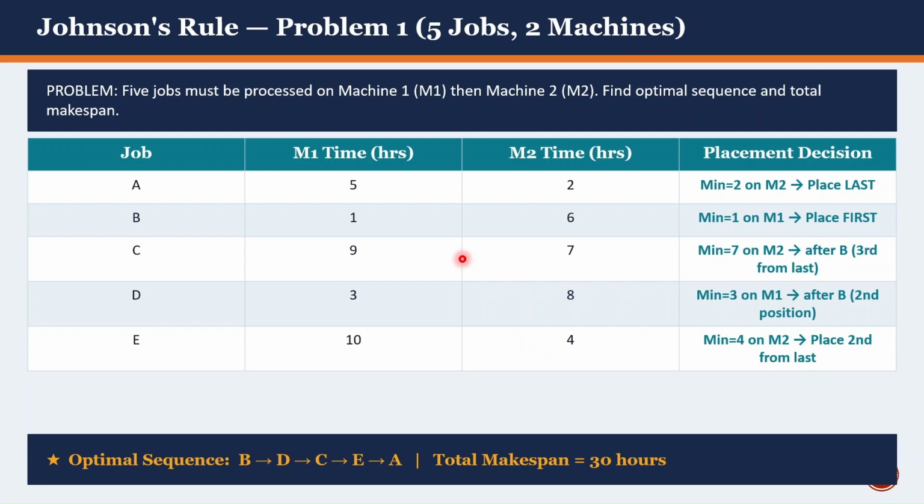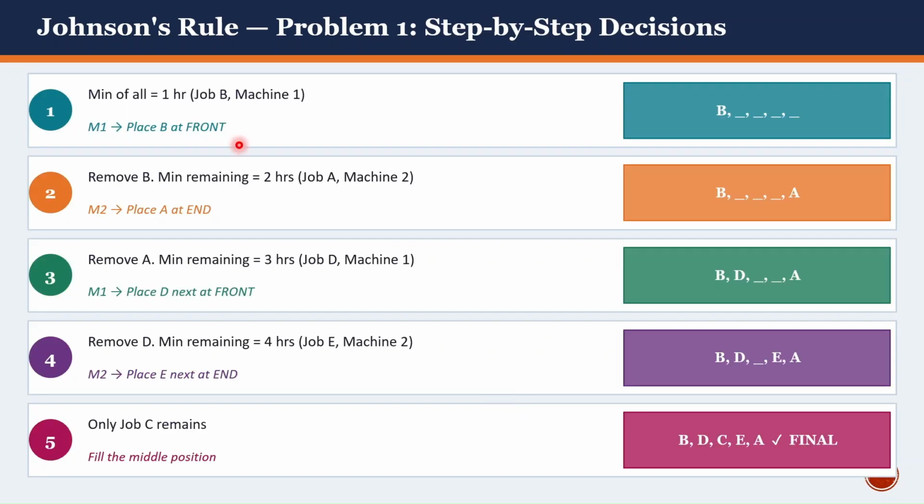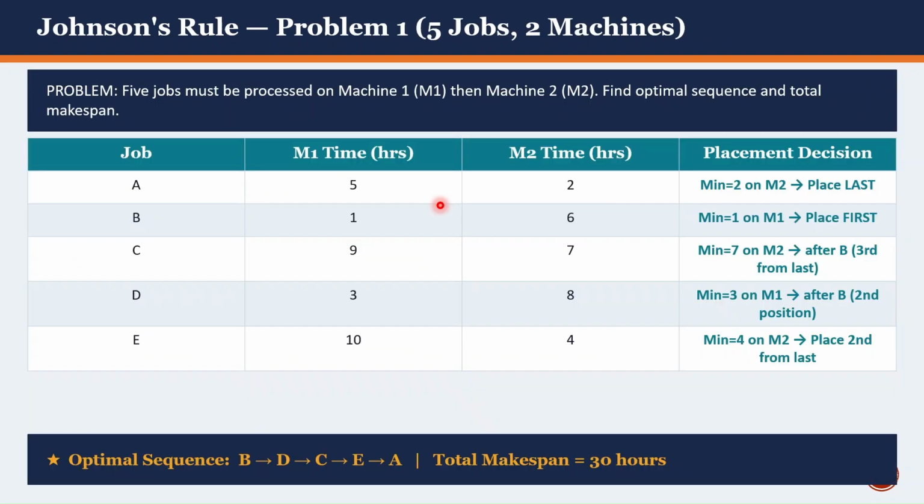So first of all we have to find out all the minimum times available for these particular jobs. Let us see how we can do it. So first of all, minimum of all, what is that minimum of all? It is 1 hour. So that I'll schedule first. Place B at front. Okay. Now the next minimum. So what I'll do is I'll scratch that out.